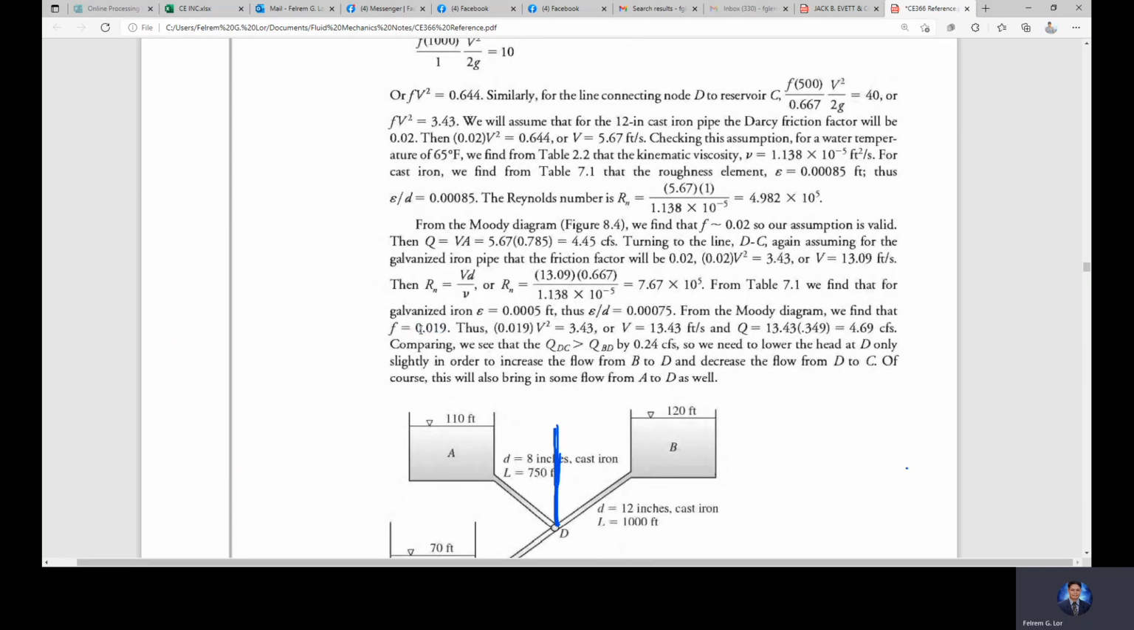Na-found out niya nga ang f is 0.019. So iyang assumption at first for DC is 0.02. That's the first assumption. Then the solution found out that f is equal to 0.019 when he plotted it in the Moody diagram. So i-solve niya ang velocity based on this one, 3.43. Then naa kay velocity nga 13.43 feet per second based on this value, 0.019. So you can already compute the Q, which is 4.69 cubic feet per second.